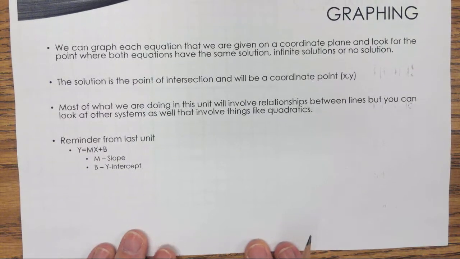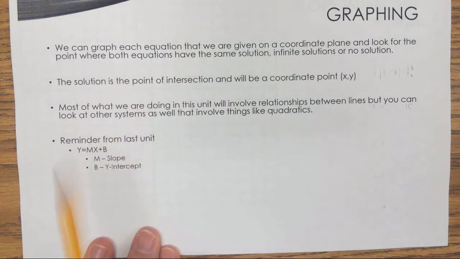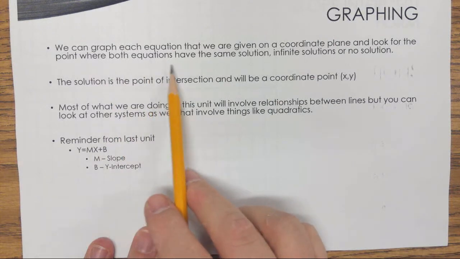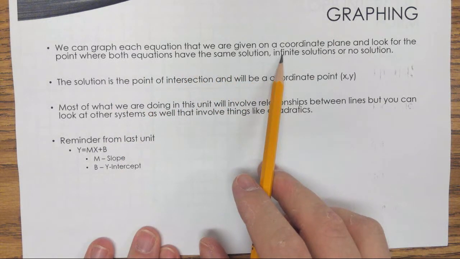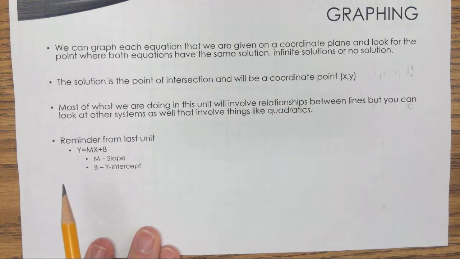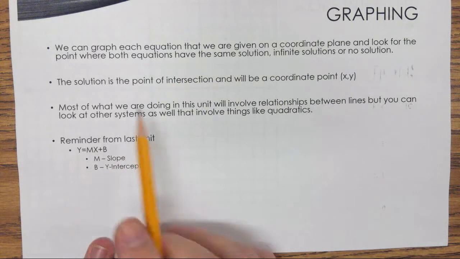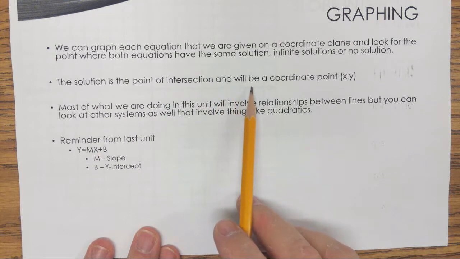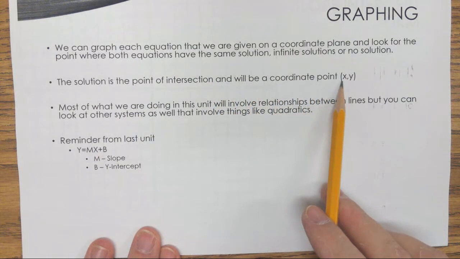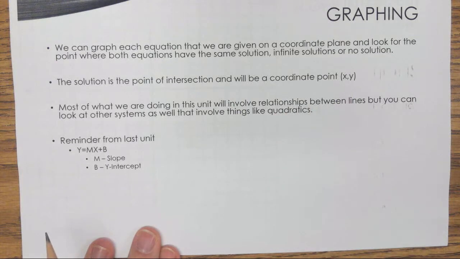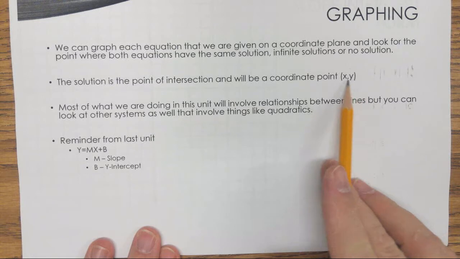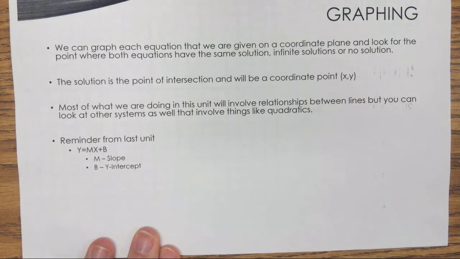So, when we're solving these, we graph each one of the equations. Okay? And we graph them on a coordinate plane and look for the point where both equations have the same solution, an infinite number of solutions, or no solution at all. The solution is the point of intersection, like I said before, and you need to write that solution as a coordinate point with an x and a y value. Okay? Don't just tell me that x equals this and y equals that. You need to put them together as a point.